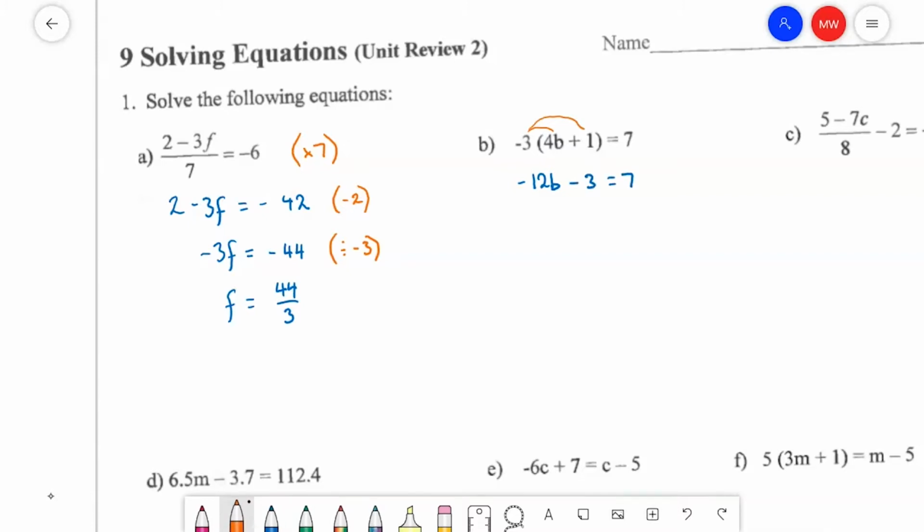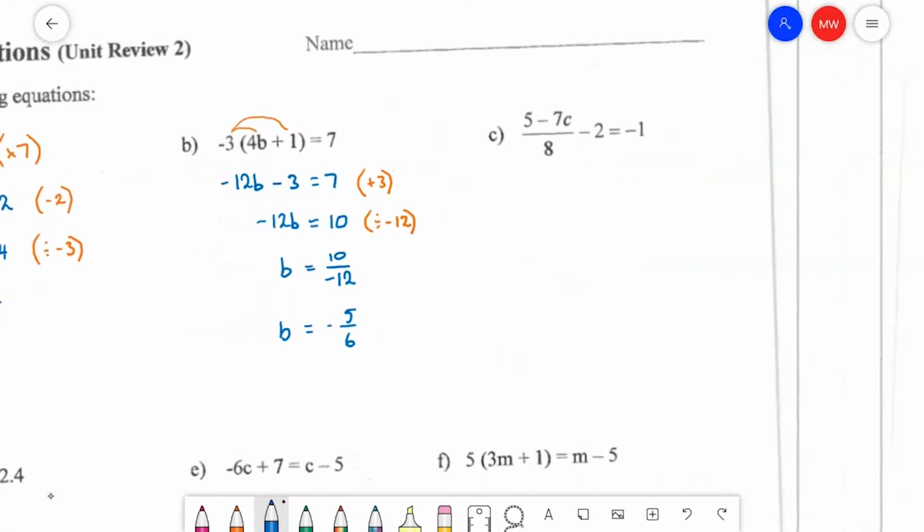Let's remove that minus 3. We'll do that by adding 3 to both sides. All I've got left is minus 12b, and on this side, I've got 10. Now I want to remove the minus 12. It's being multiplied by the b, so I'll divide by minus 12 both sides. What I'll end up with is b, and on this side I'll have 10 over negative 12. I can simplify that fraction, so the correct answer is b equals minus 5/6.